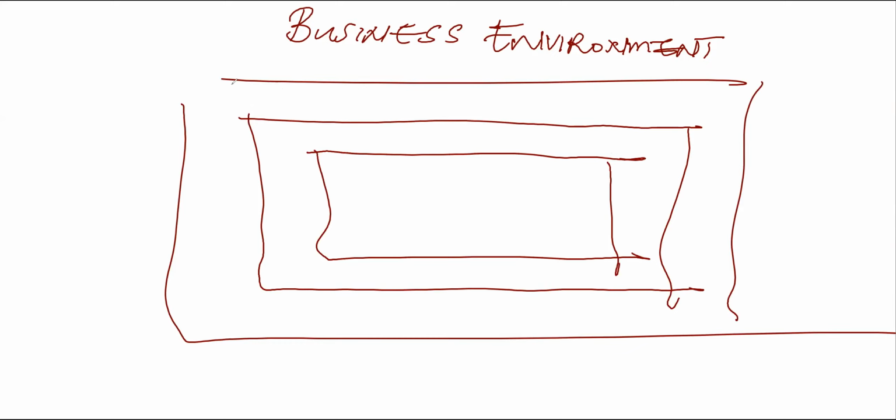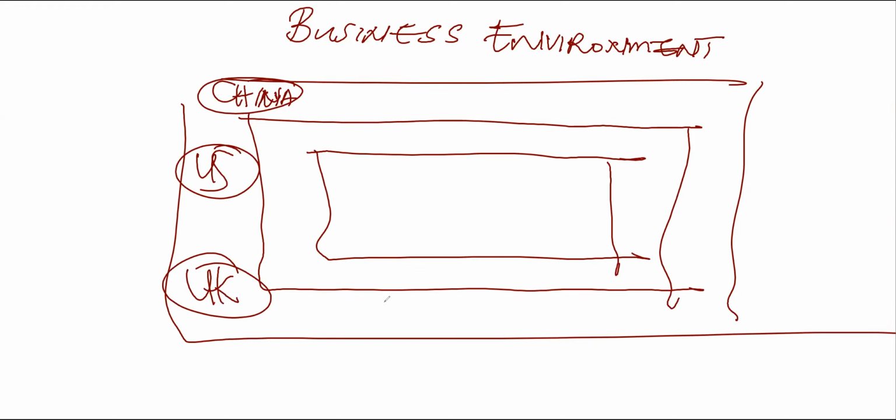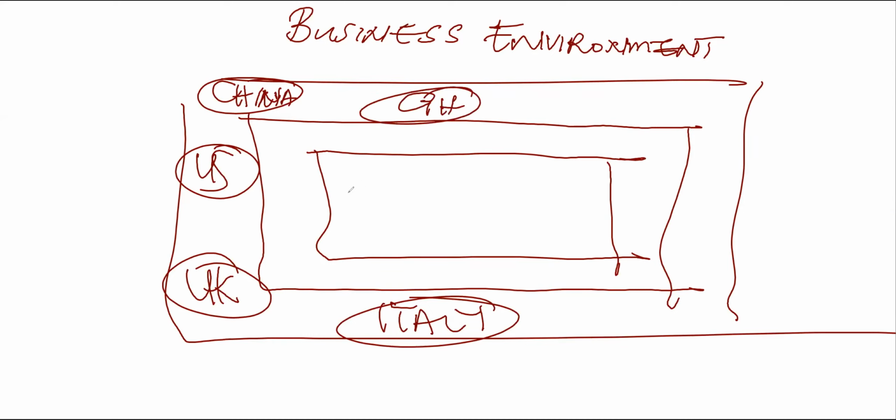So here, let me put countries, like we have China here. We have the US. We have the UK. We have maybe Italy. Okay. So you see, then we have Ghana. I'm assuming this is Ghana that I have broken down, right? Now you see that where we are now, there are various countries there. We call that the global environment.